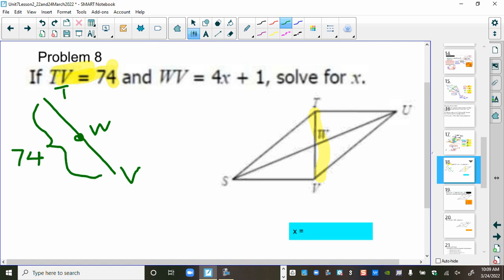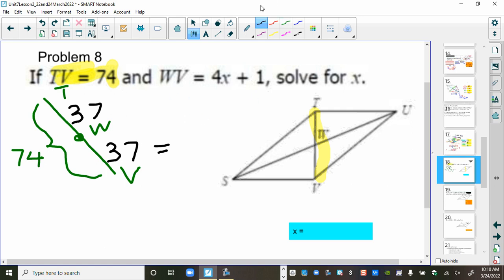But what do we know about W? W was the midpoint. So if W was the midpoint, each part's going to be 37. So you have 37 from T to W, and from W to V, that's also 37. And that's going to help us because now they said W to V was 4x plus 1. We agree?